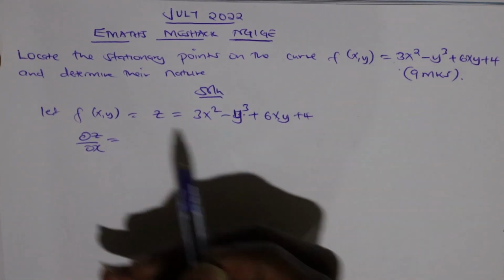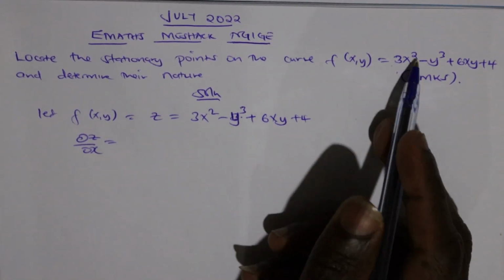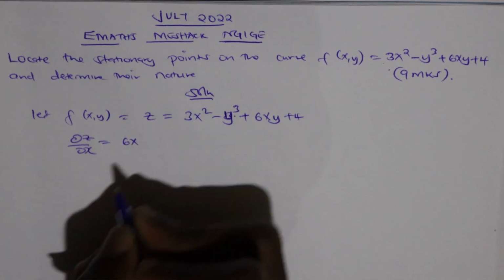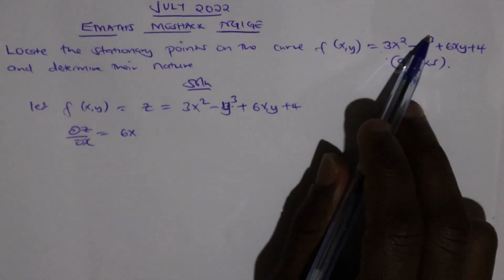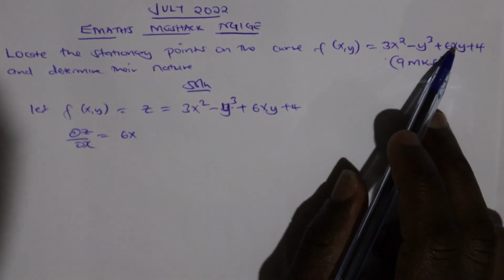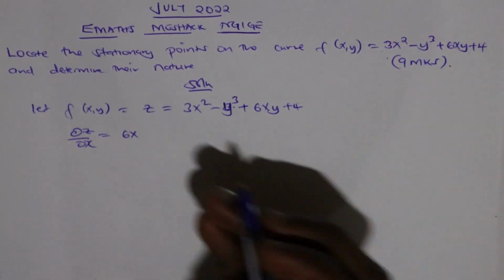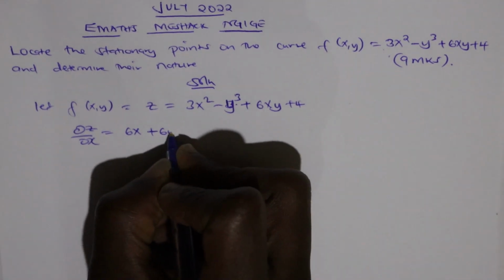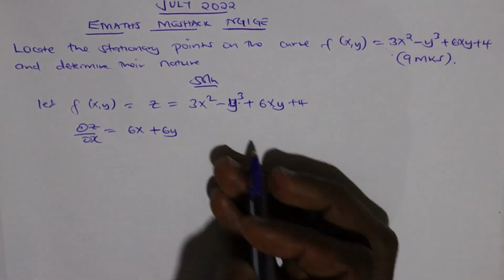So we differentiate with respect to x. We drop the power and reduce the power by 1. So dropping the power, we get 6x. This one does not have an x, so we differentiate this one with respect to x. This x will become 1, so we remain with 6 and y. So plus 6y. 4 is a constant, you don't differentiate it.